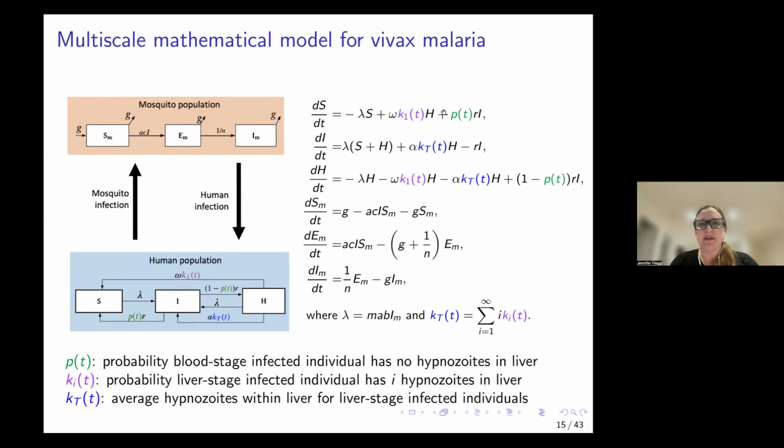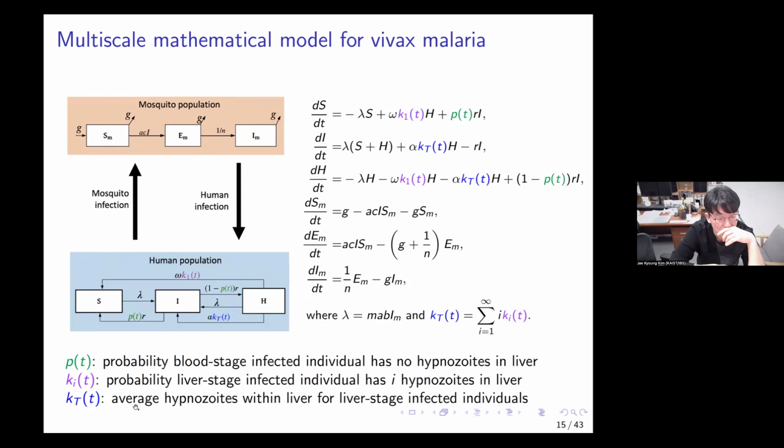And so what we have here is, for example, if you're in the infected class, that means you have a blood stage infection, then with probability P, when you clear that infection, you will move into the susceptible class, but only if you had no hypnozoites in your liver. If you had any hypnozoites in your liver, with 1 minus that probability, you would move into the H class instead. And similarly, if you're in the hypnozoite class and you only have 1 hypnozoite in your liver, when that hypnozoite dies, you would move into a completely susceptible class.